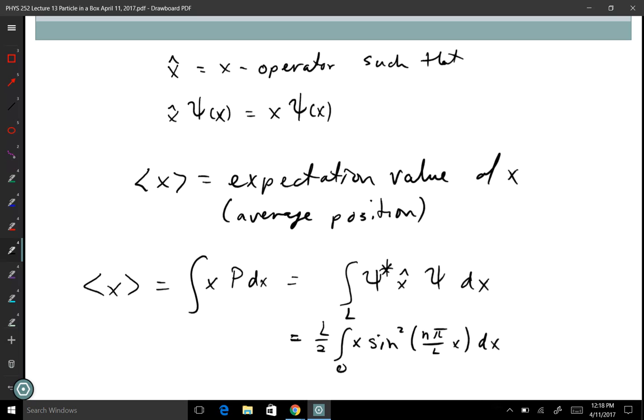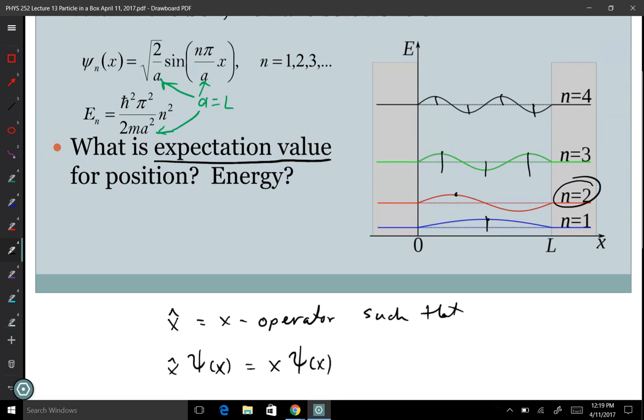Another fine integral, one that we're not going to do here today. But if you go and do the integral, you find that regardless of the value of n, the expectation value is at the center. Your answer is L over 2, regardless of what n is. And then you look at this and say, but the chance of being at the center in the n equals 2 state is 0. But the expectation value is at the center. How could that possibly make sense?